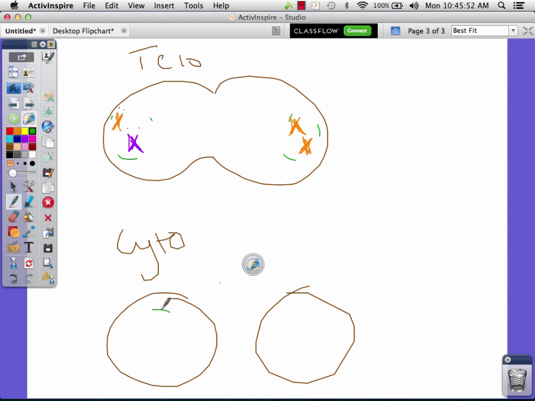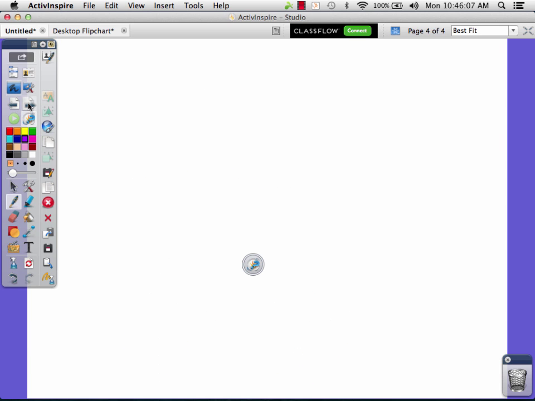2 individual cells, okay, each with 4 chromosomes. Each with 4 chromosomes. Okay? After cytokinesis.